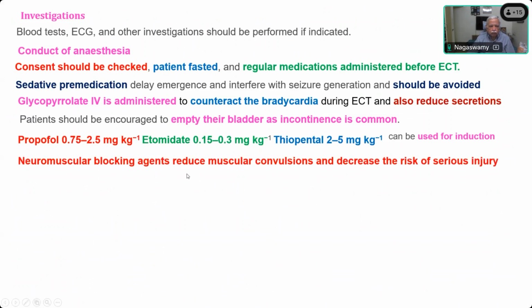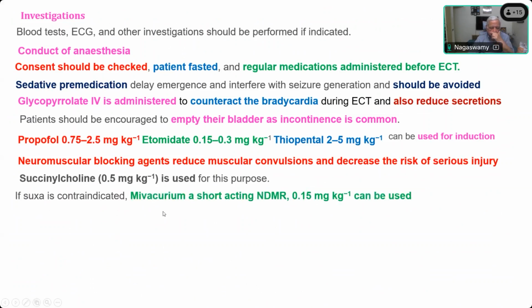And neuromuscular blocking agents reduce the muscular convulsions and decrease the risk of serious injuries like fractures or muscle tear and other things. So you always give a small dose of muscle relaxant. For that, suxamethonium, which is a sub-intubating dose or a sub-relaxant dose called 0.5 milligram per kg is used for this purpose.